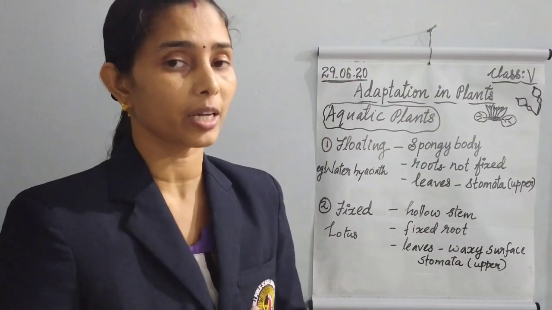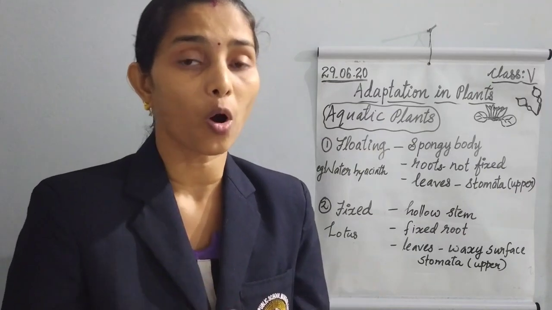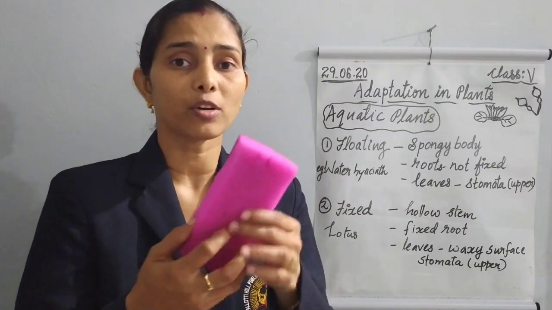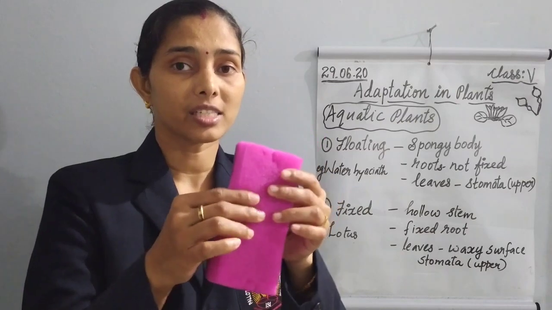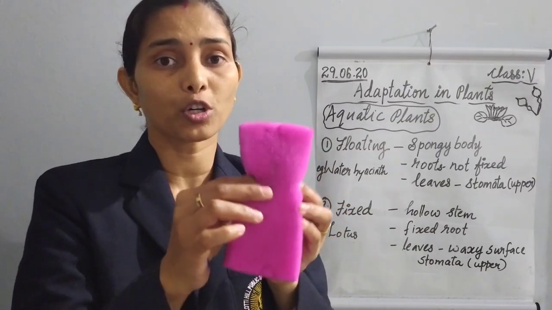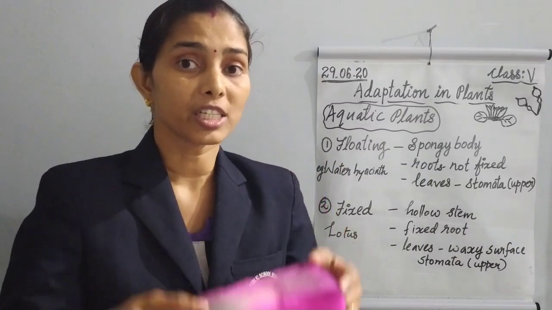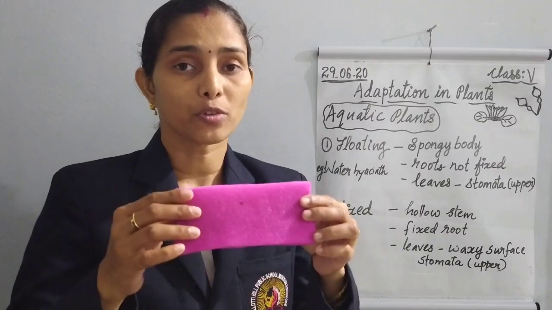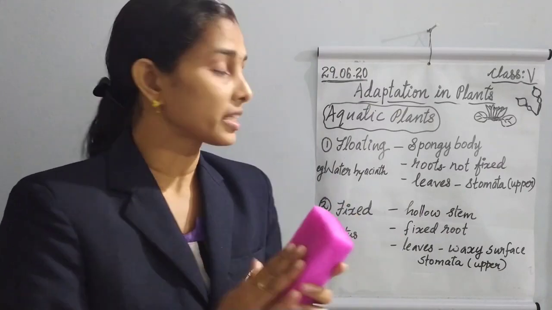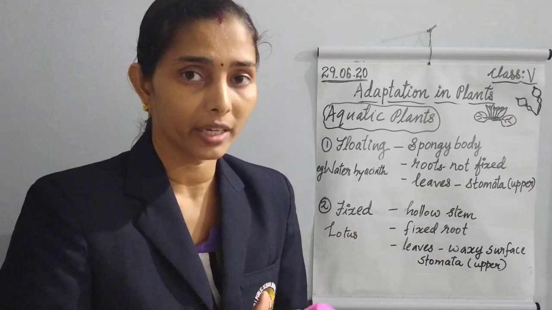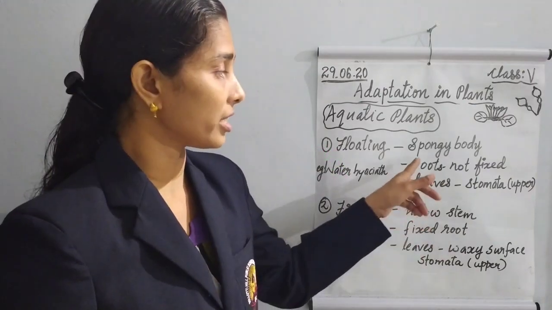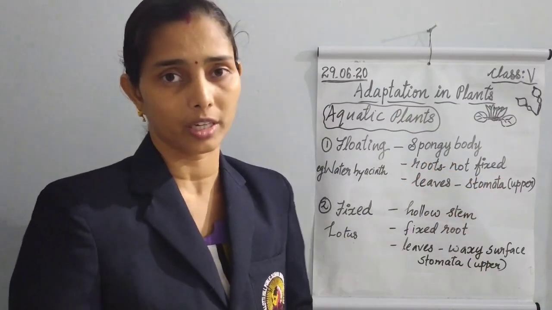When we touch it, we see the plant. Sometimes in your home also there will be a plant like that, water hyacinth. We can see that its body is spongy. What is the specialty of a sponge? Inside the sponge there is a lot of air. Because of the air in the body parts, it can float in the water. That is why we can say one of the adaptations is the spongy body.